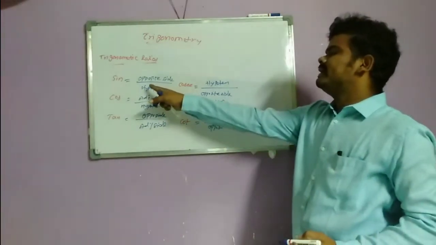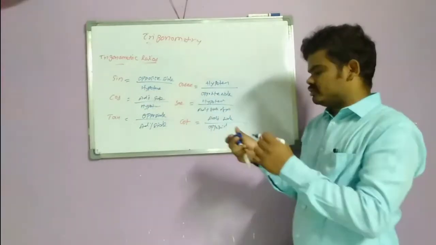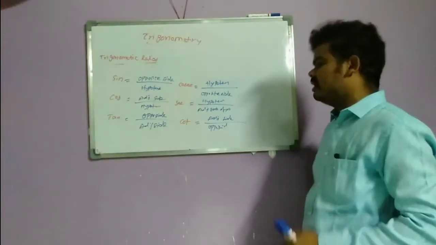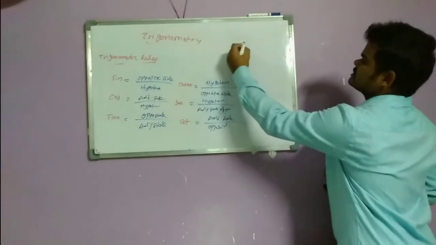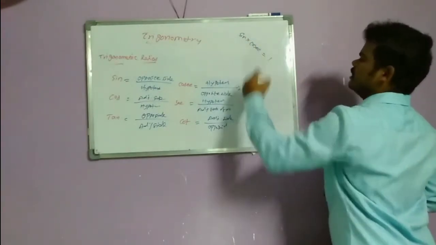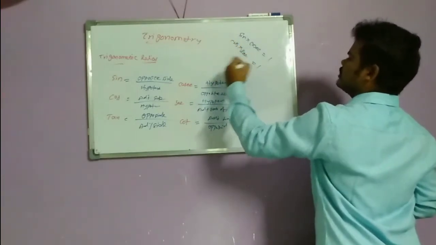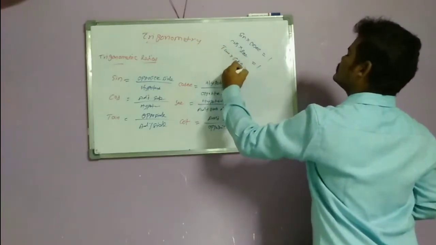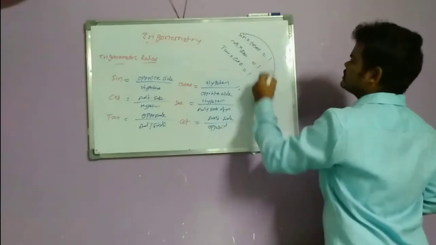Now, multiplicative inverse means sine and cosec. The product of sine and cosec gives 1. This is called a multiplicative inverse. Sine into cosecant gives 1. Cos into secant gives 1. Tan into cot gives 1.